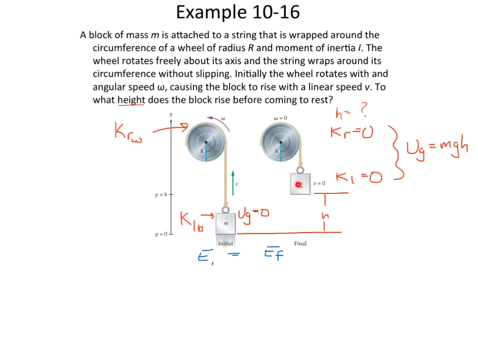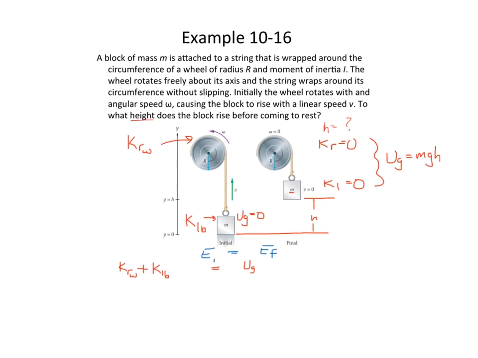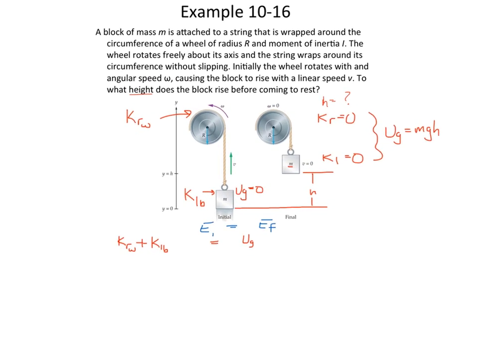Okay, so let's take those values and write them down below. So the initial energy that the system has is rotational energy of the wheel plus linear kinetic energy of the block, and I'm spreading this out for reasons you'll see in just a minute, equals the final gravitational potential energy, which is UG. I can see right now I'm going to have to shrink this down even more so I have some more space. Hope that doesn't bother anybody too much.